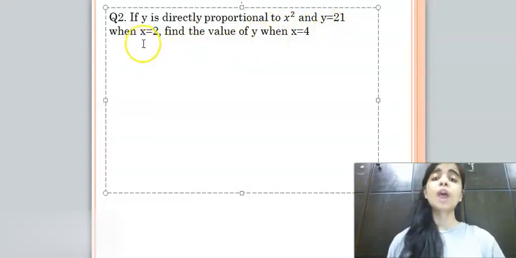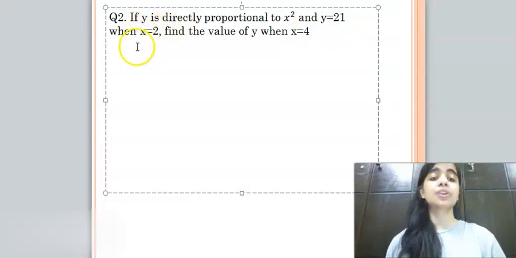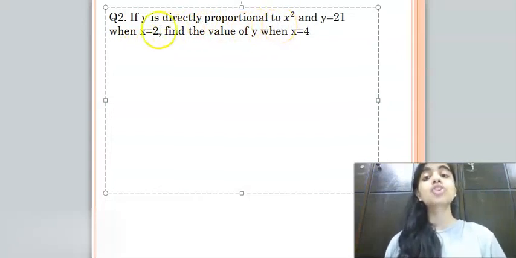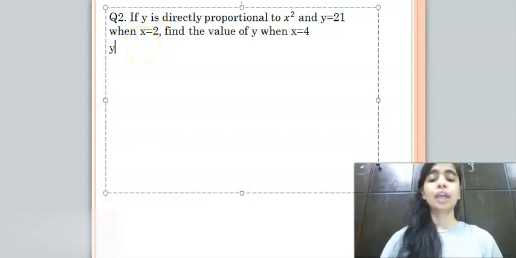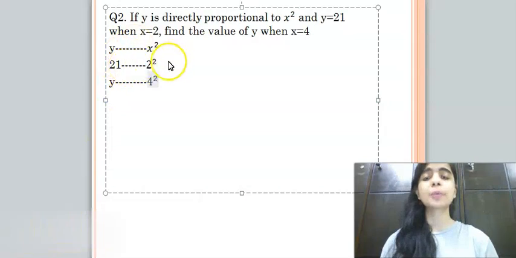Now the only thing you have to be careful about is that you do not put 2 in your unitary method, because y is not proportional to x. It is proportional to x square. So you need to put a square value. You need to do 2 square. So 2 square will give me 4. So y is directly proportional to x square. So 21 is directly proportional to 2 square, not 2.